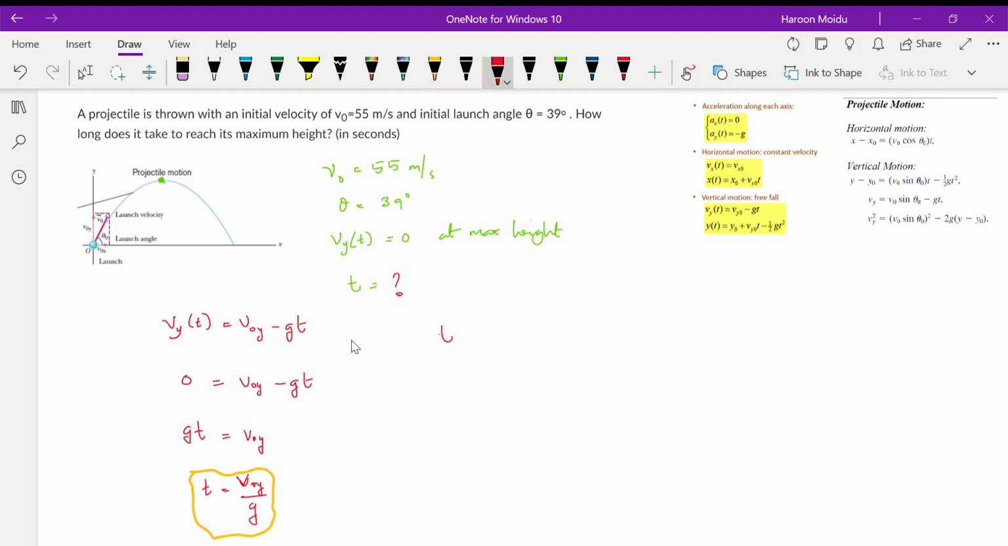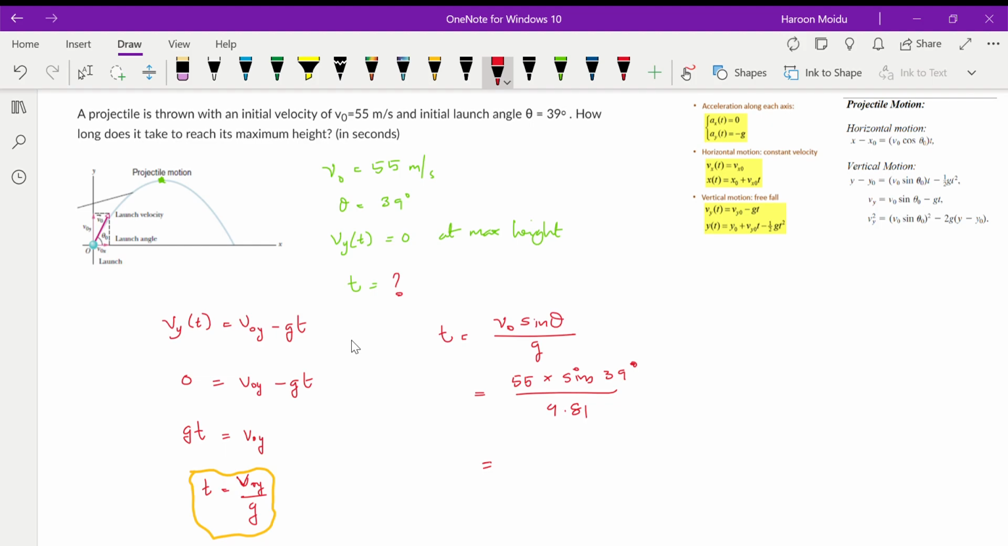T equals, what is v0y? Actually, v0 sine theta over g. So what is v0? It's given, 55, times sine theta, which is 39 degrees, over 9.81. Let's put it in the calculator. 55 times sine 39 divided by 9.81.